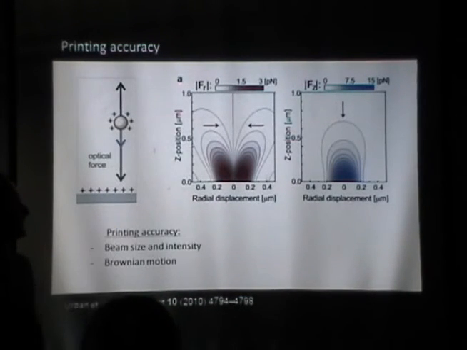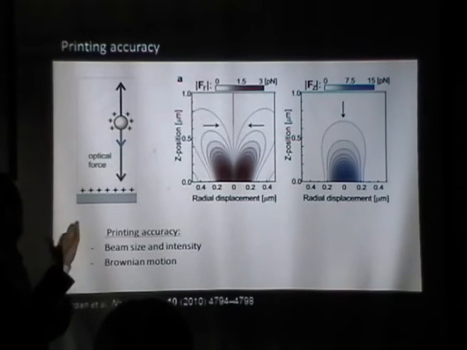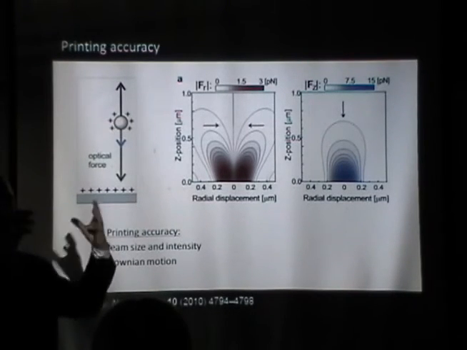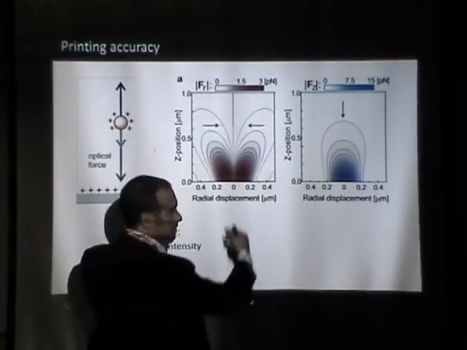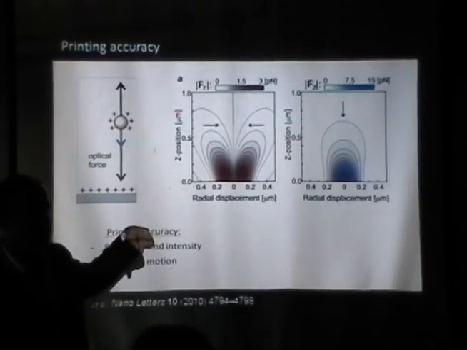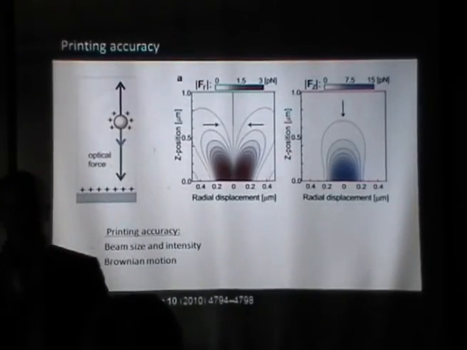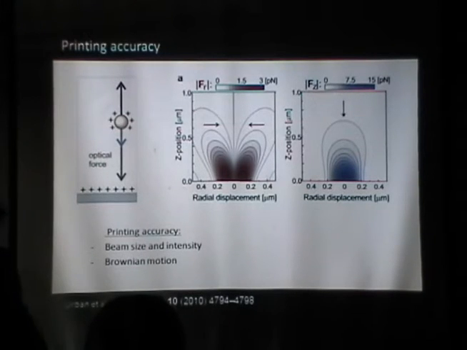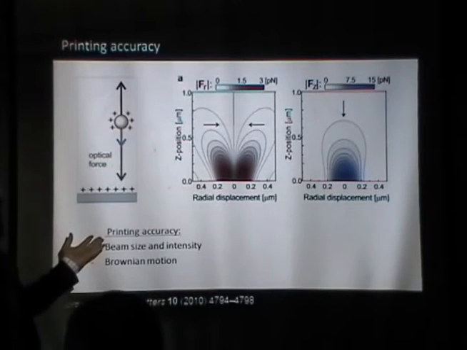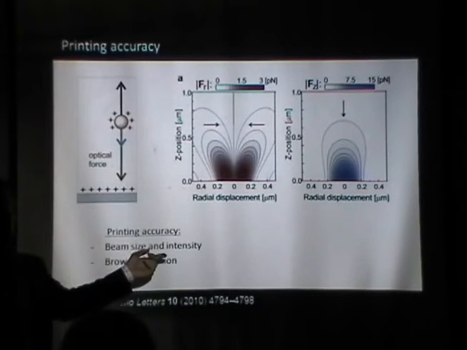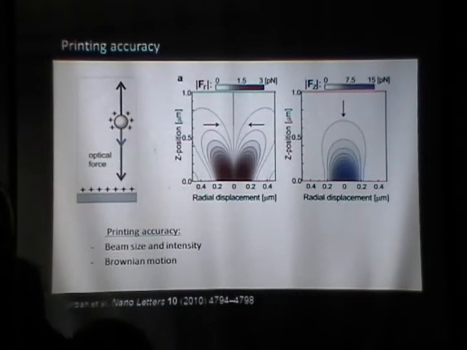So this is basically what I just told you. If you calculate these forces, this is done with a Rayleigh approximation, but using a Gaussian beam instead of a plane wave. You see the radial forces will push the nanoparticle to the center, and in the z direction, the absorption and scattering dominates and pushes the nanoparticle against the surface. So the printing accuracy is determined in this case by the beam size and intensity, and by the Brownian motion. That can of course be controlled.